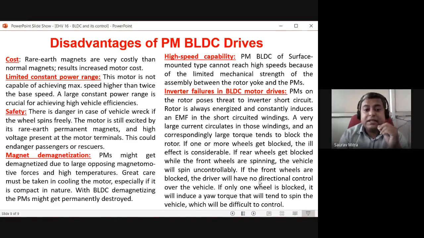Second thing, what they're saying is if the front wheels are blocked, all the possibilities are there. One wheel might get blocked, two rear wheels might get blocked, two front wheels might get blocked. If the front wheels get blocked, the driver will have no directional control over the vehicle. If only one wheel is blocked, it will induce a yaw torque that will tend to spin the vehicle, which will be difficult to control. So these are the ill effects if the inverter fails.